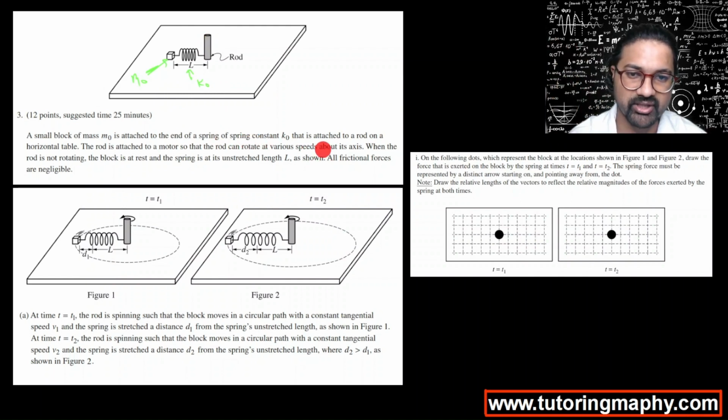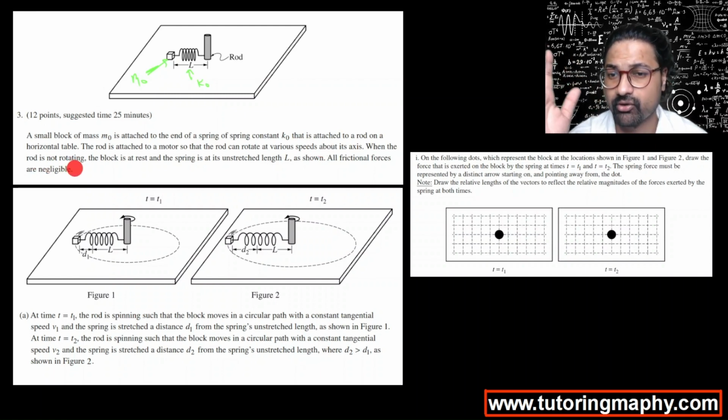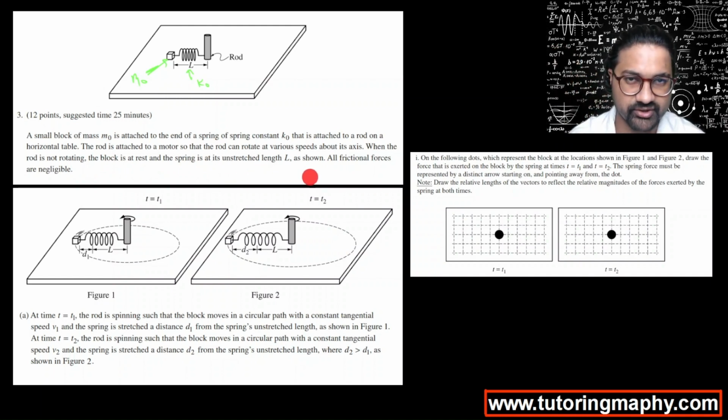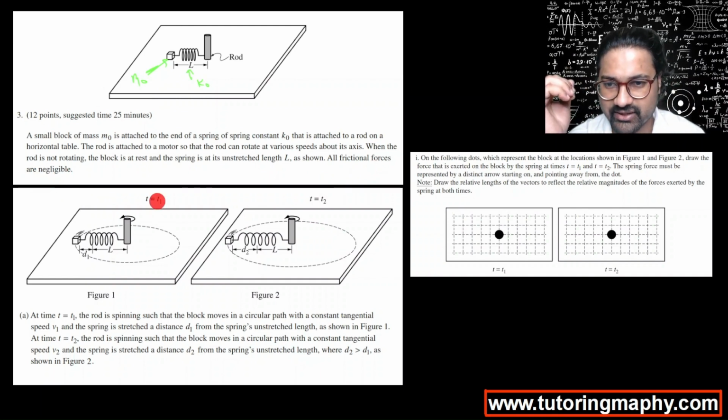rotate at various speeds about its own axis, because there's a motor to it. When the rod is not rotating, obviously the block is at rest and the spring is at its unstretched length L, so this is its natural length, and all the frictional forces are negligible. That's a relief. At T1, one scenario is given.